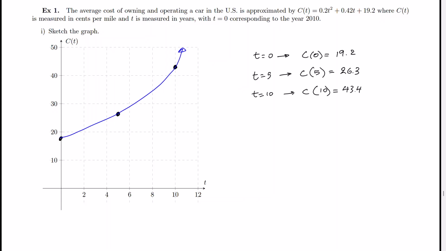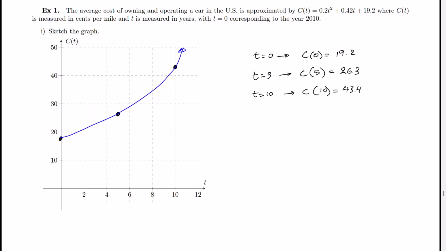So I recorded the numbers for you so you can see which numbers I used. At 0, I got 19.2. At 5, we got 26.3. And at 10, we got 43.4. It doesn't have to be perfect. Again, like I said, it just has to look like a parabola, so just make sure it's not a straight line. We're roughly estimating where the points land, and that's what we're getting: a low parabola.